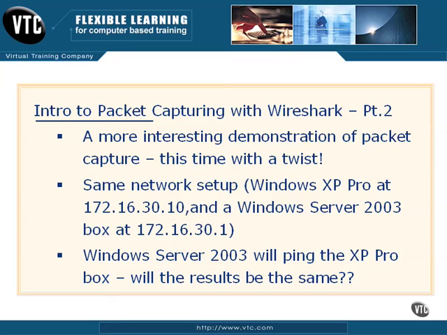For the second part of our demonstration on packet capturing with Wireshark, what we want to do is have the same kind of demonstration we had before with an ICMP request and reply. This time though it's going to be with a little bit of a twist. Now the network setup is going to be the same with a Windows XP Pro box and a Windows Server 2003 computer. Now, unlike the previous demonstration where the XP box pinged the server, now we're going to do it the other way around. The Server 2003 box is going to ping the XP Pro box. Now, here's the question. Will the results be the same? Well, let's find out.